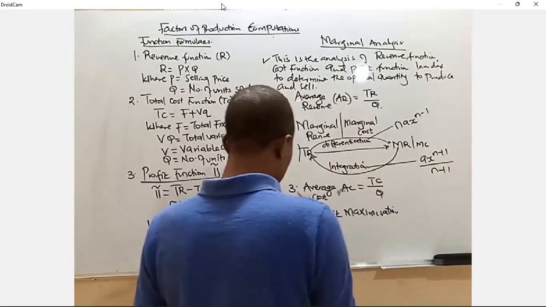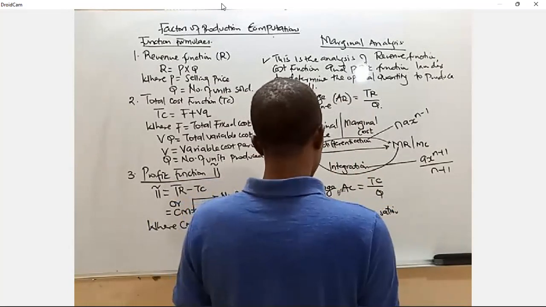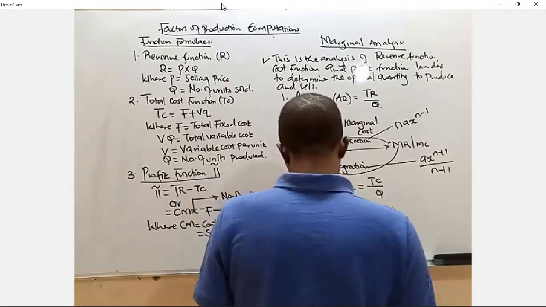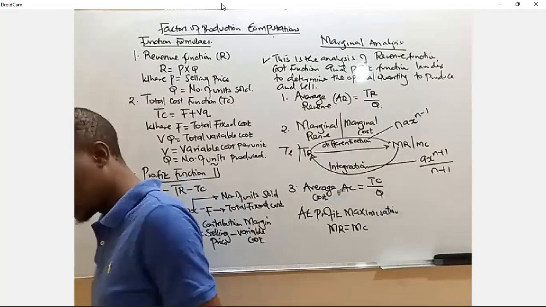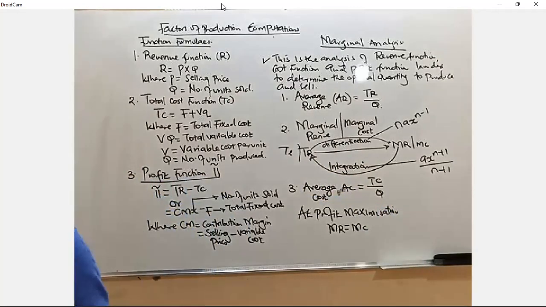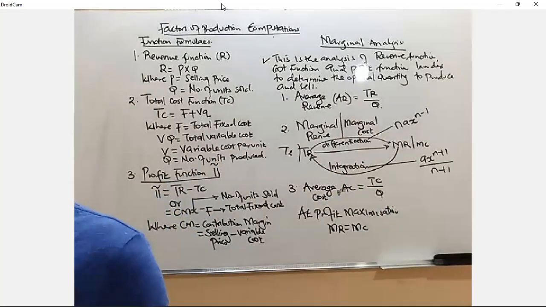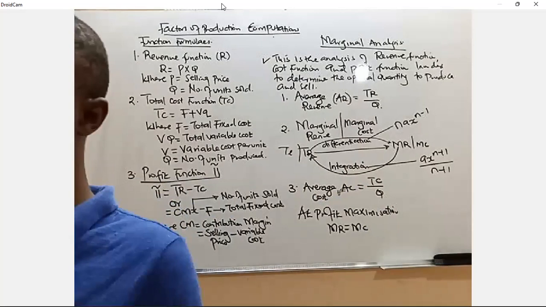And because we normally say at profit maximization, the marginal revenue should be equal to the marginal cost. At the profit maximization, the marginal revenue should be equal to the marginal costs. So that being said and done, is it possible for us to do these illustrations?